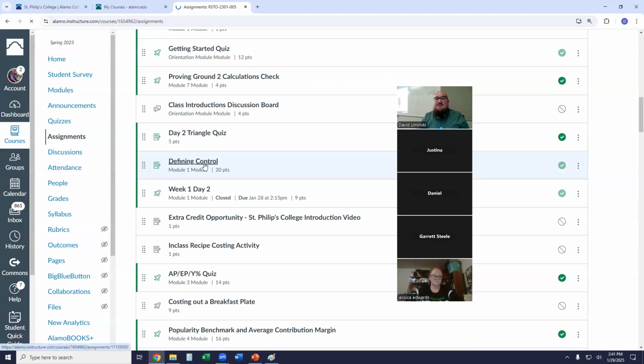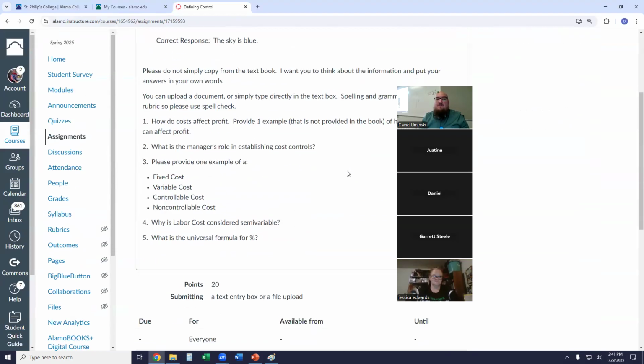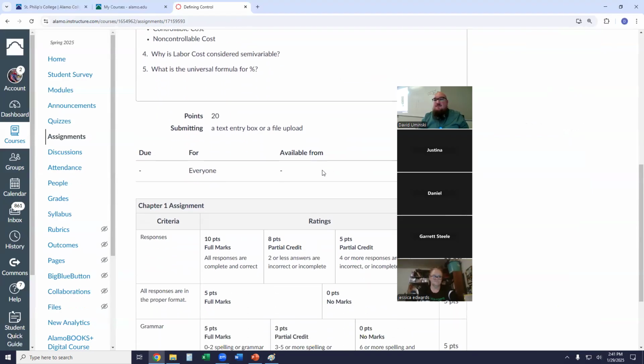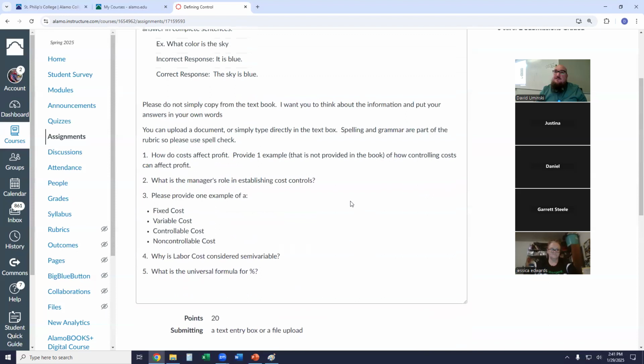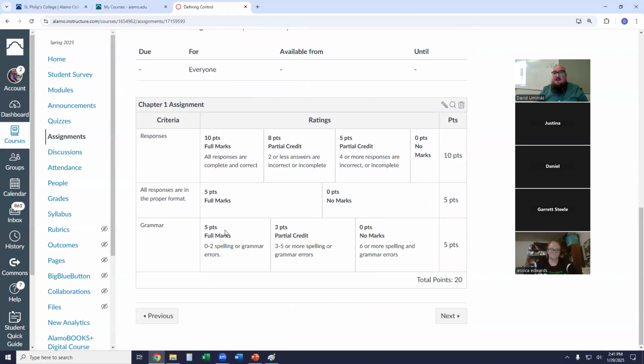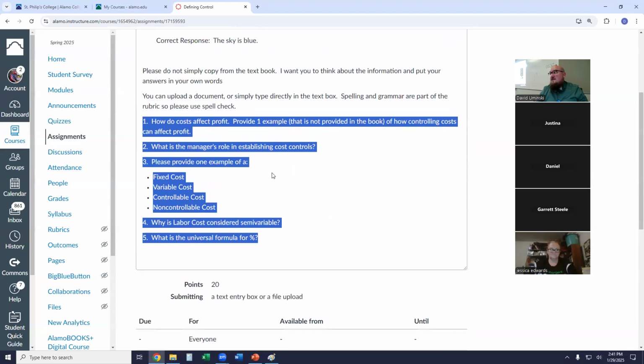Defining control. Okay, so defining control, let's look at this. We have 5 questions to answer. You can answer them in a text box. What I would highly recommend is that you copy and paste this into Word. Do it in Word so you can do a spell check, because you'll notice that grammar is part of your grade. Then you can upload the Word document, or you can copy and paste it into the text box.